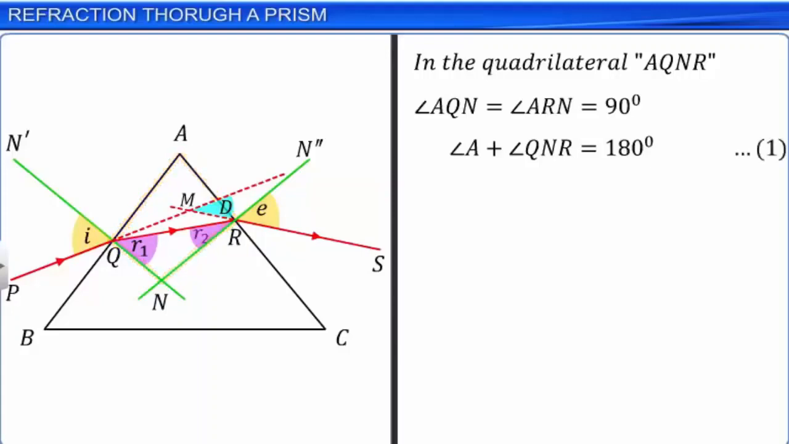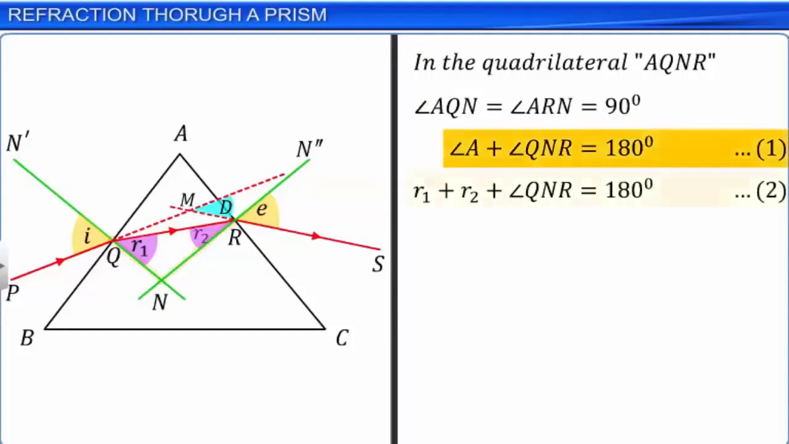From equations 1 and 2, we can write that angle A is equal to R1 plus R2. Since angle A is the refracting angle of the prism, we can write that refracting angle A is equal to R1 plus R2. Let this be equation 3. In the triangle MQR, angle MQR is equal to I minus R1 and angle MRQ is equal to E minus R2.